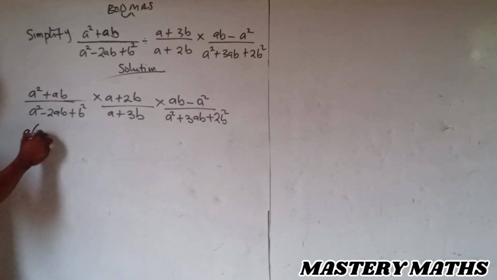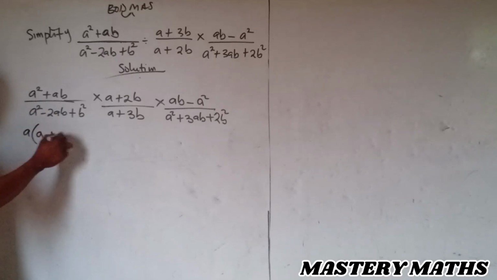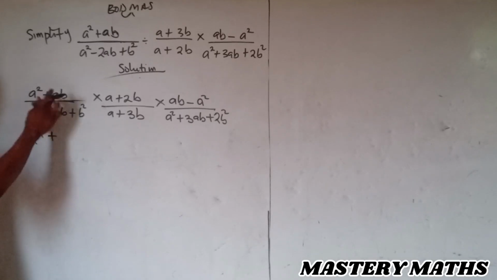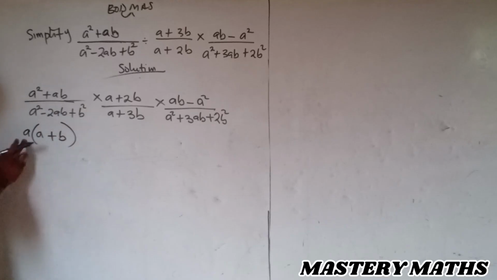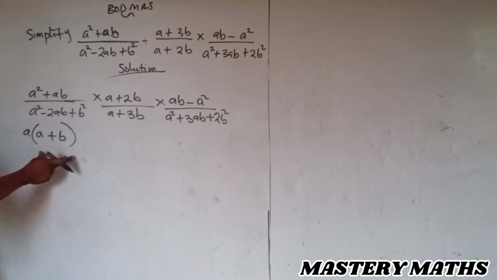You open a bracket, you have your a. A times a is a squared, which is this a squared here. Plus, when the a cancels, what remains here is b. When I multiply everything here, it gives us the same thing here, because a times a squared, look at it, the sign, look at it, a times b, ab. See it now?